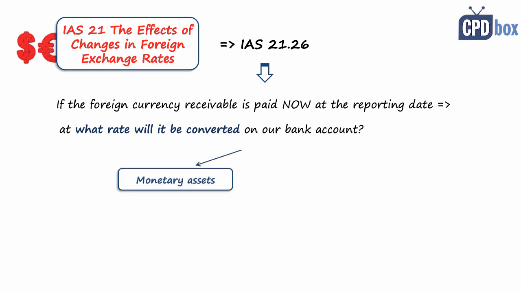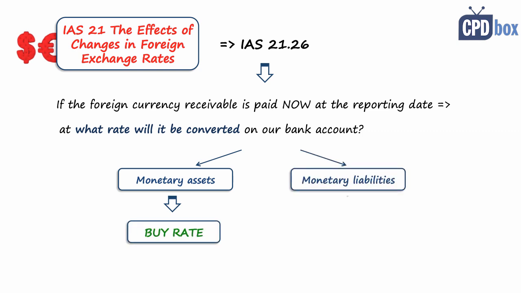Your receivables and other monetary assets would be settled at the buy rate, and your payables and other monetary liabilities at the sell rate. Why? Well, the buy rate is the rate at which the bank buys the foreign currency from you, and therefore when you have the receivable in foreign currency, you will get the foreign currency and you will sell it to the bank, and the bank will buy it from you at the buy rate. That's why you translate the assets at the buy rate.